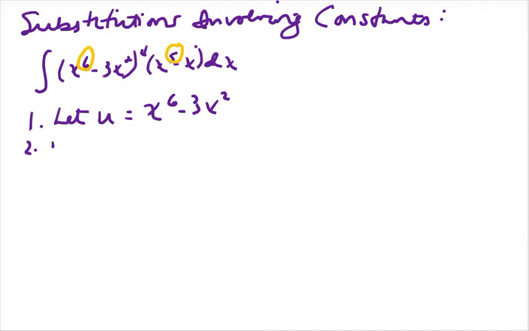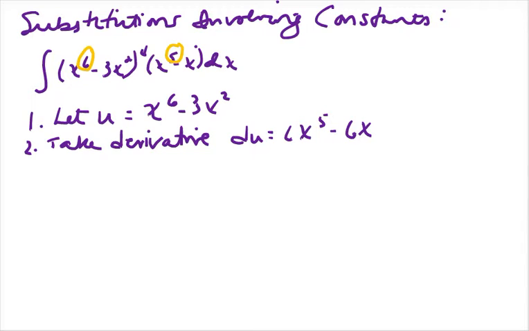Take the derivative. All right, so find du. And du is 6x to the 5th minus 6x. Solve for dx in this equation. This is a little bit trickier, not much, but a little, because it's not intuitively obvious, as the other ones were, that we could do a direct substitution of du, because we're off by a factor of a constant.